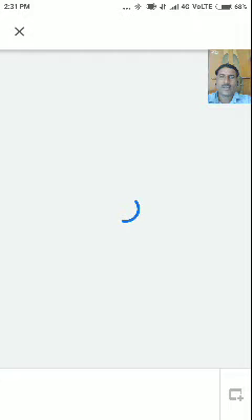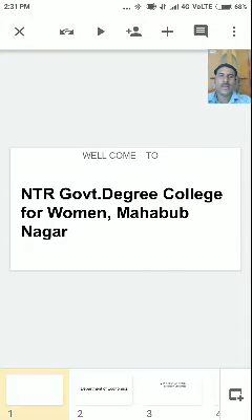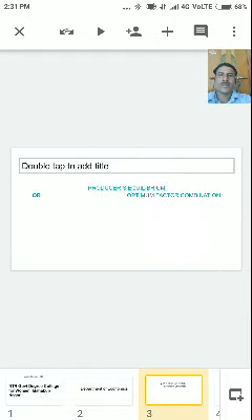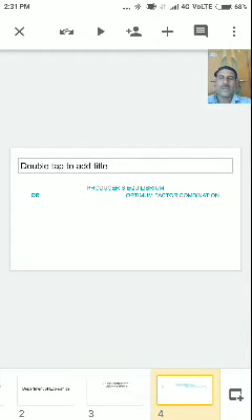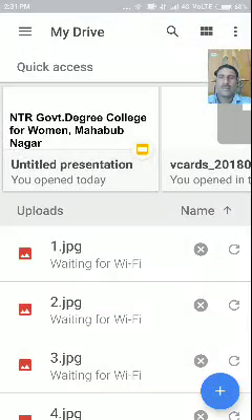This is the slide for NTR Government Degree College for Women, Mahbub Nagar, Department of Economics. Today's topic is producer equilibrium with the help of isoquants. How does the producer get the equilibrium with the help of isoquants?